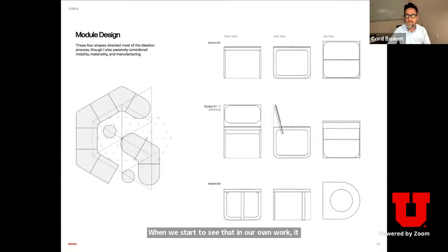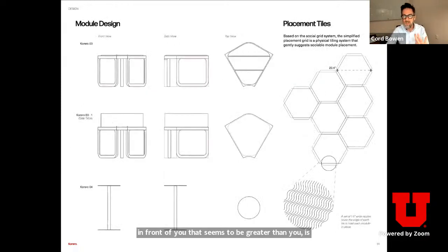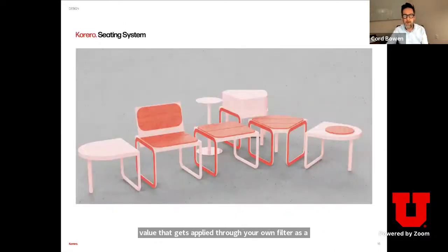And what I love about this is that there is a different guide to how the shape is made. It's not just the student saying, I'm going to gesture at this until it becomes something. It is truly witnessing a whole other process happen in front of you that seems to be greater than you, and is giving you answers that are good. Now, there's aesthetic value that gets applied through your own filter as a human being, like what Xander was doing, what he wanted to do. But it came up with this.